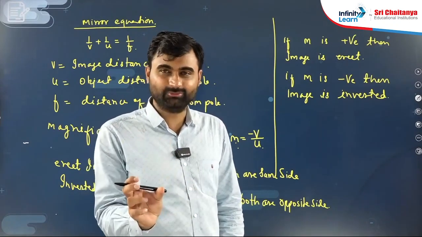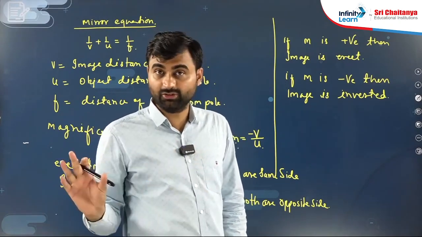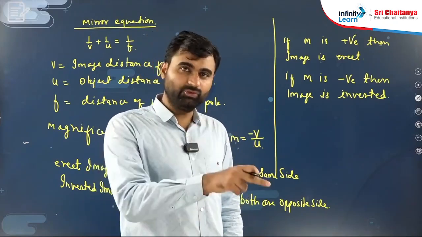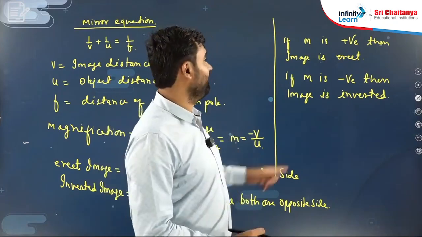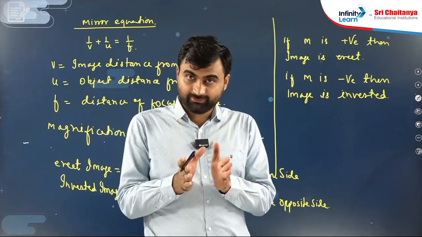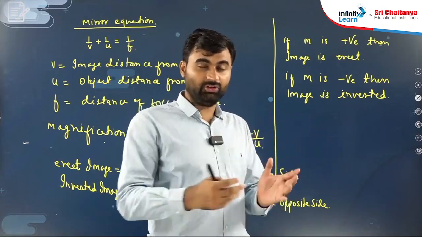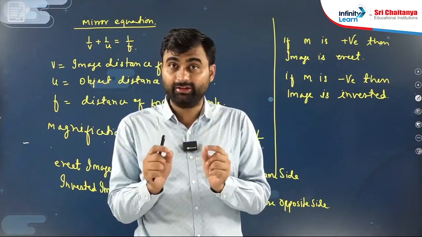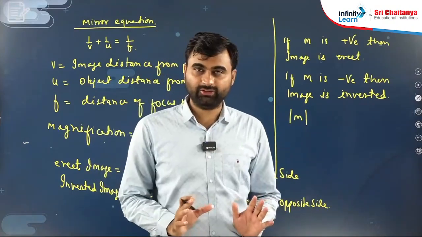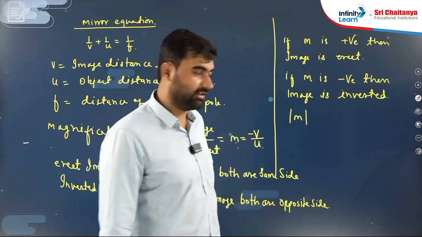Here we define mod M. What do we define? Mod M, because M positive or negative does not decide whether the size of the image is more or less than the object. M positive or negative decides only whether the image is erect or inverted. Mod M will decide whether the image size is more than the object or less than the object. What will decide? Mod M. Mod M means, if -2, then we will use +2 here. Mod -2 means 2. Mod -3 means 3.